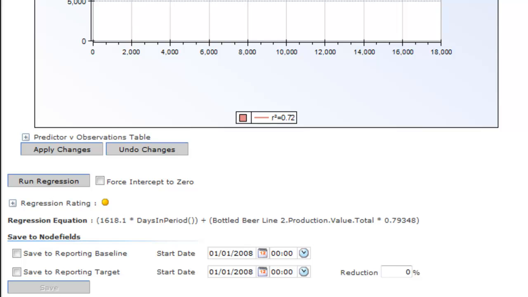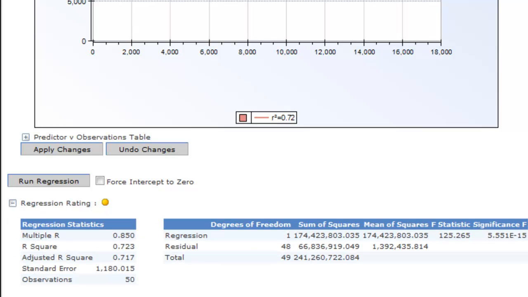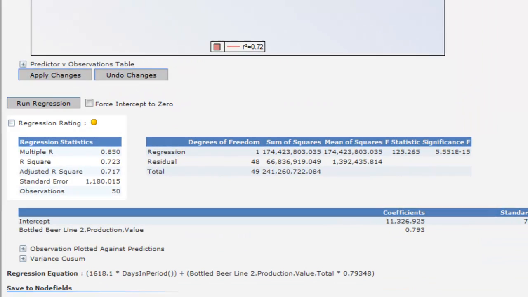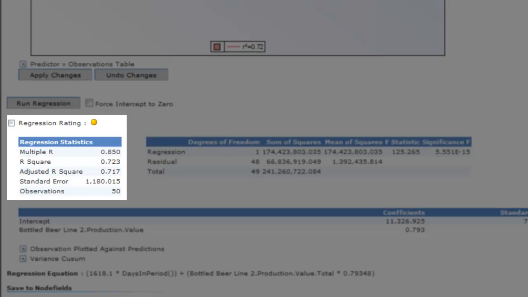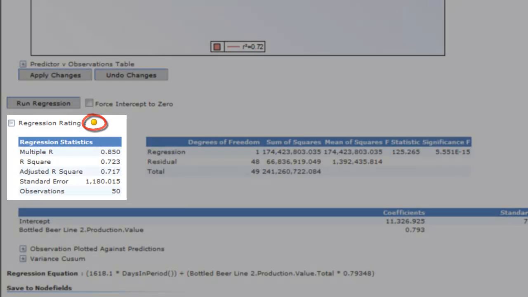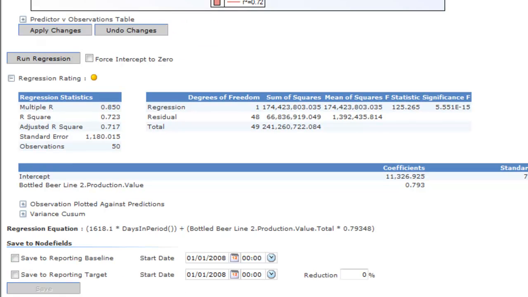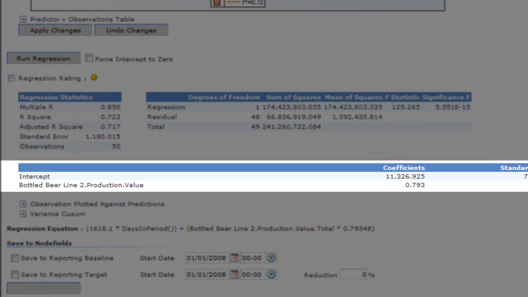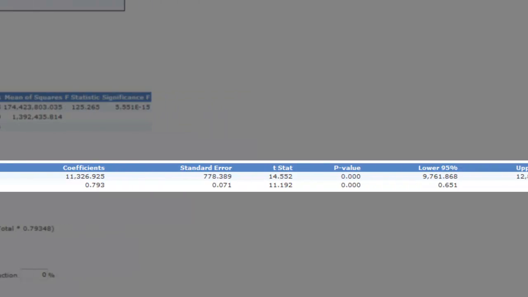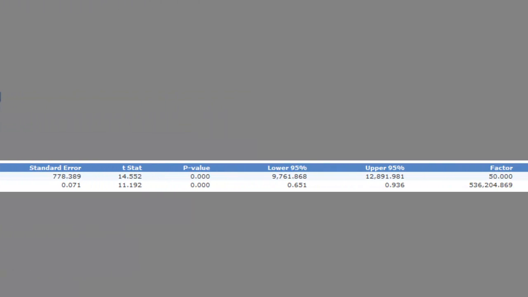Montage will show me here that it has completed the regression, and it is giving me an indicator that although this is acceptable, with it being an amber flag, it's not a perfect correlation, which would be indicated by a green flag. And to support that, you will notice that Montage here is providing me a lot of statistical information about the regression that I have just performed.